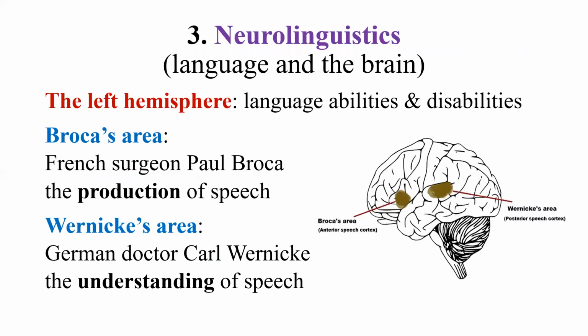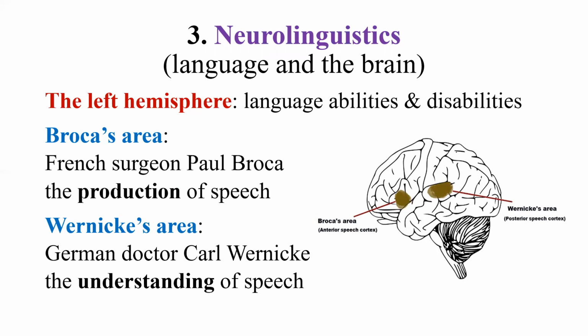Next one, neurolinguistics. Under neurolinguistics, we study the relationship between language and the brain, how the brain processes language. And we know the left brain, or the left hemisphere, is responsible for our language abilities and disabilities. Disabilities in the sense that if this particular part of the brain, the left hemisphere, is affected or damaged or hurt in an accident, then we lose the ability to speak.